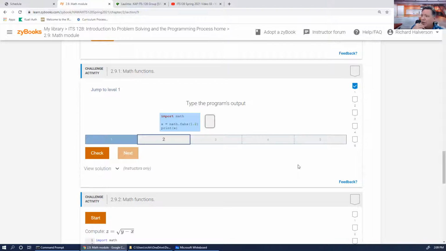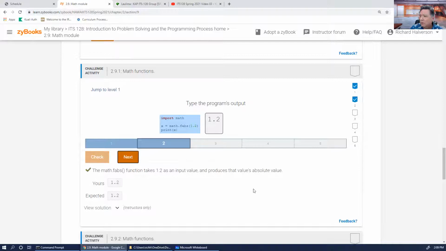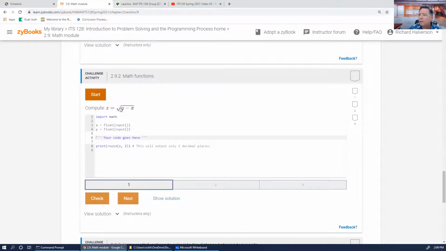Floating point absolute value of 1.2. It's not 1.2. Gee whiz, I don't know what it is. I didn't read the book. Duh. All right, well, anyway, you can do those. This is square root. So first you do the y minus x, and then you take the square root of the whole thing. See, so first you take the, this is a challenge activity.